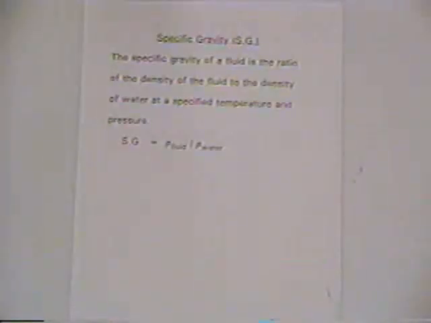Now, specific gravity of a fluid is just the ratio of the density of that fluid to the density of water at some specified temperature and pressure. And since densities and specific weights are related by a constant, the gravitational acceleration constant, you could also define specific gravity as just the specific weight of the fluid divided by the specific weight of water.